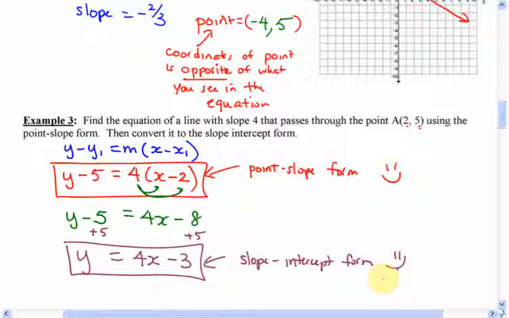Both equations represent the same line. You're wondering, Mr. Lee, why do I have to learn all these different things? What a waste of time. No comment. Okay, you just need to do that for the provincial exam.